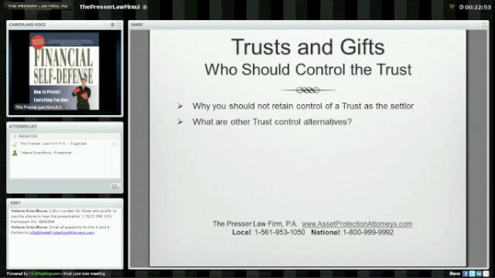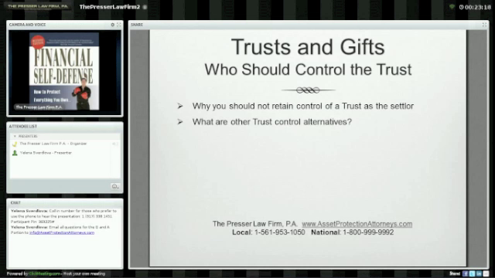Moving right along. Who should control the trust? Why you should not retain control of a trust as the settlor. First of all, if you have a revocable trust, then there is nothing wrong with you being the trustee. Because it is revocable, you can keep that control, and the settlor or the grantor, the person starting the trust, can also be the trustee as well.